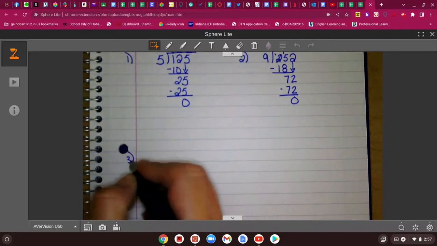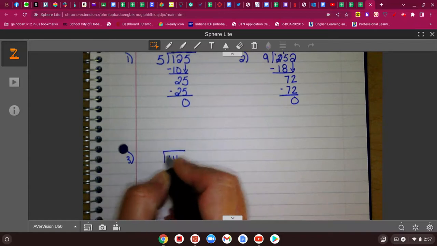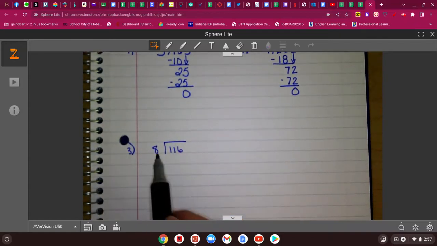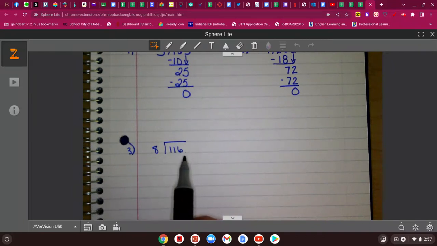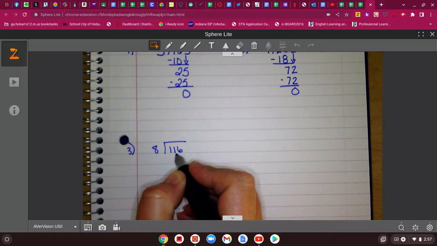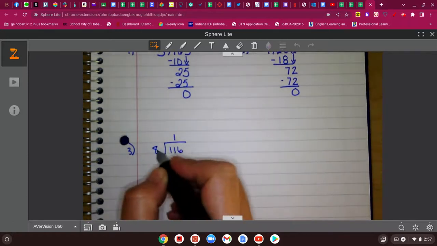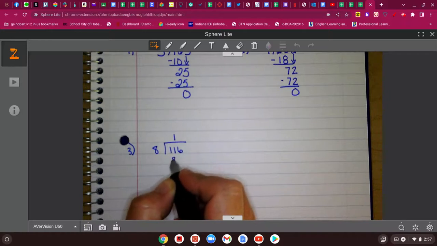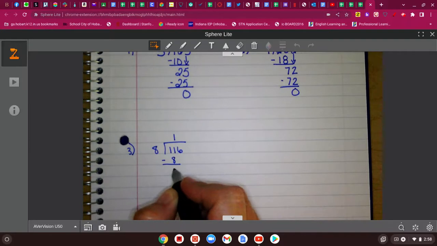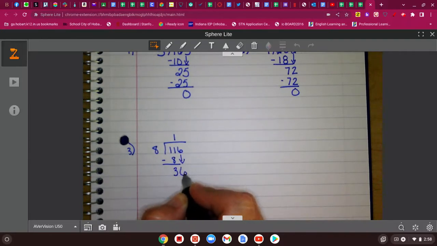Next example we'll do together. Taking 116 and dividing it by 8. Okay, so we're trying to see how many times 8 will go into 116. 8 does not go into 1. So 8 goes into 11 one time. 8 times 1 gives you 8. So then we have to subtract. 11 minus 8 would give you 3. And then you bring down your 6.